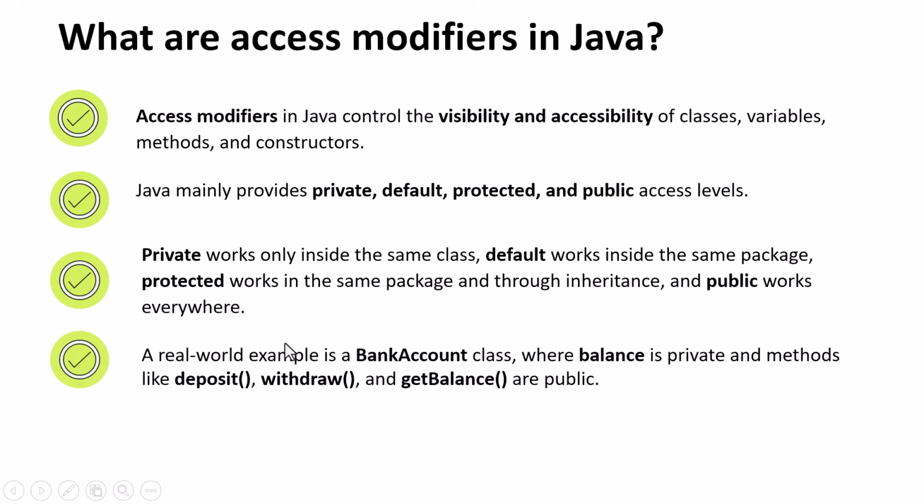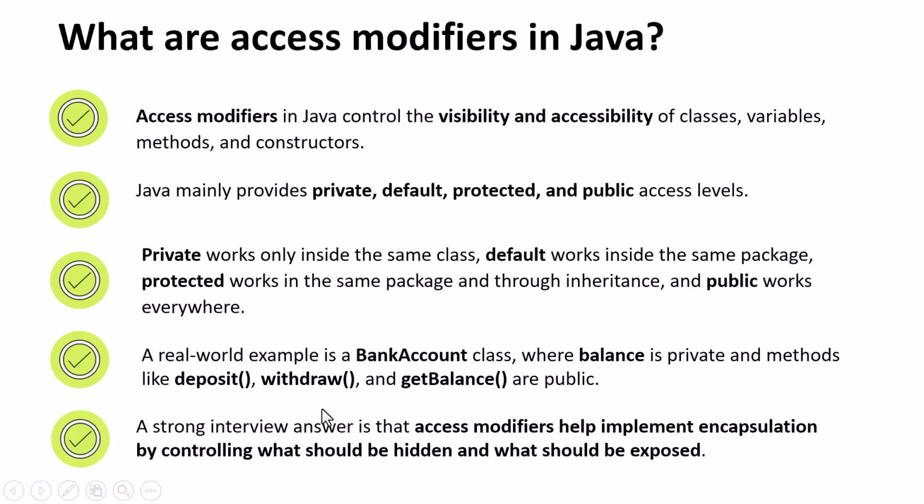A real-world example is a bank account class. The balance field is usually kept private, so it cannot be changed directly from outside, while methods like deposit, withdraw, and getBalance may be public, so users can interact with the account safely.